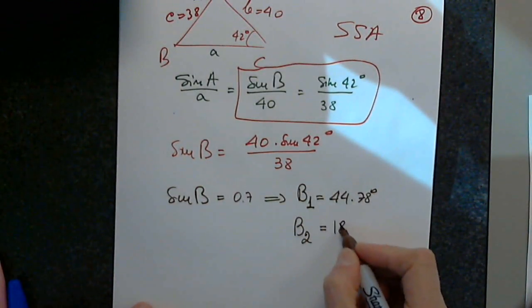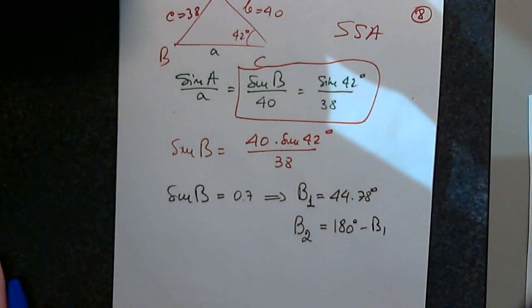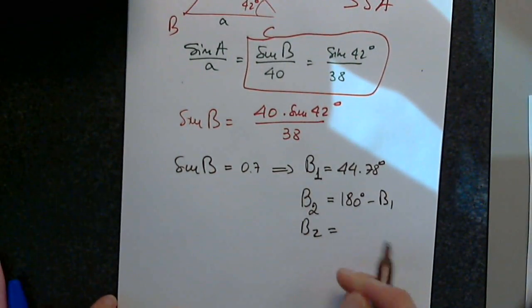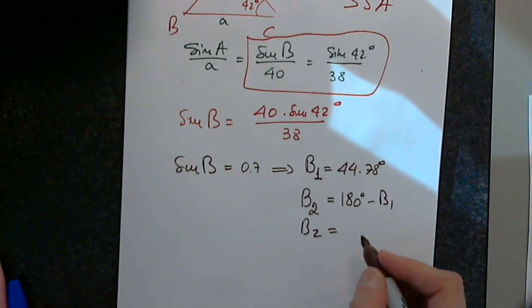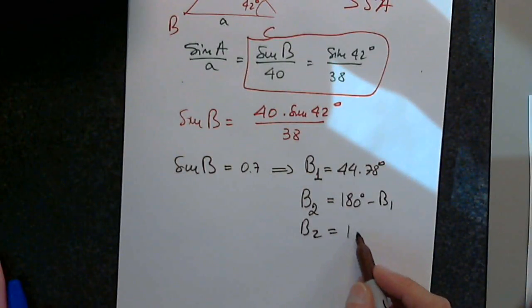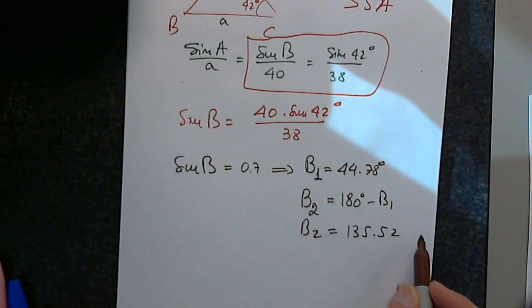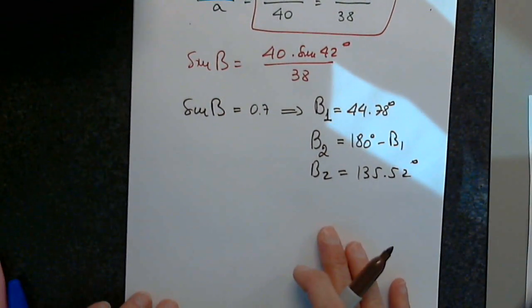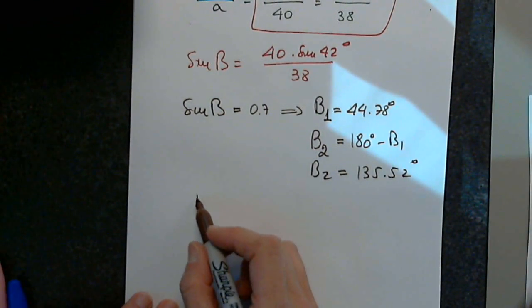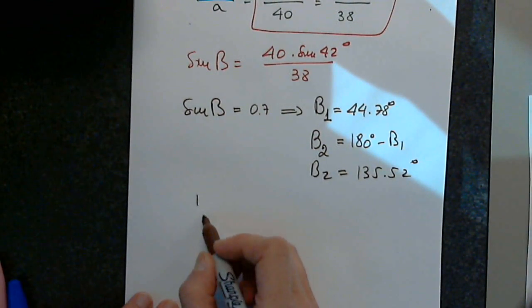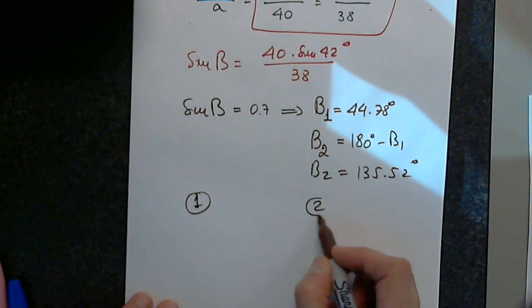Exactly. 180 minus B1, so that's B2, which is 135.52. Very good. So now I know triangle 1 and triangle 2.